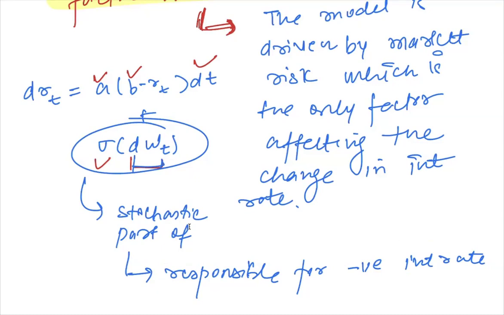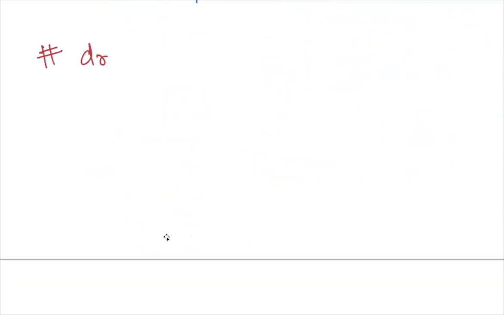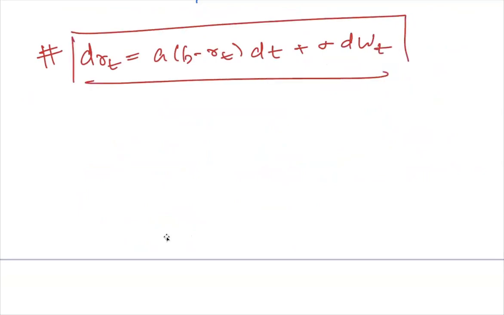So now let's see how we can calibrate. Guys, this was all about the Vasicek model, which is dRt is equal to A times (B minus Rt) dt plus sigma dWt. dRt is nothing but the small change in interest rate. A is the speed. B is the long term mean. Rt is the interest rate at time t. dt is the small change in time. Sigma is the volatility of interest rate, and dWt is the Wiener process, which captures the randomness in the interest rates.